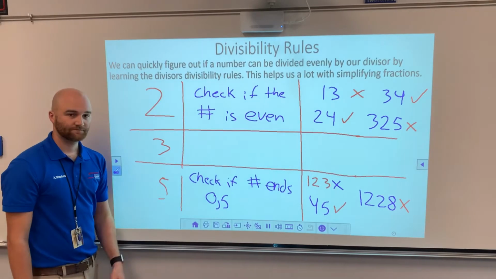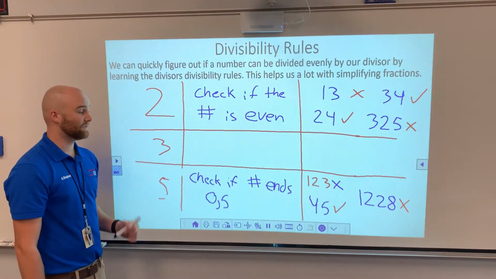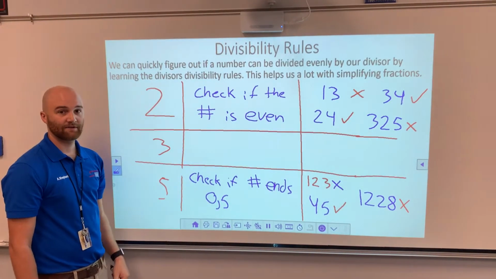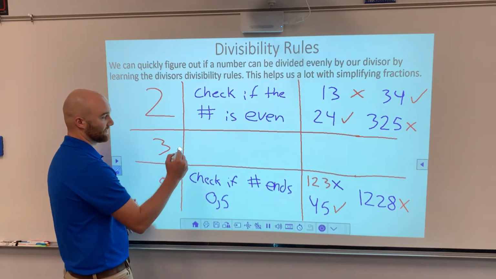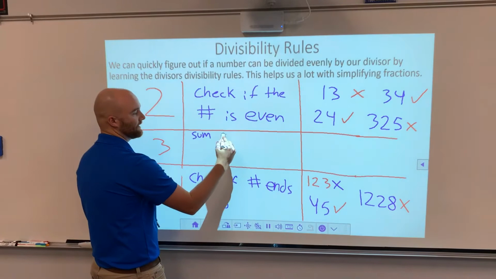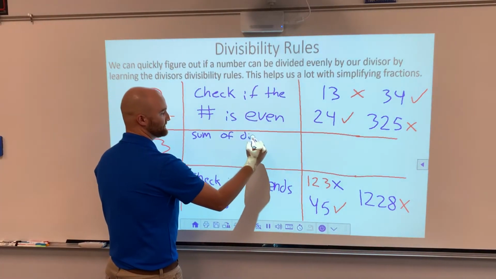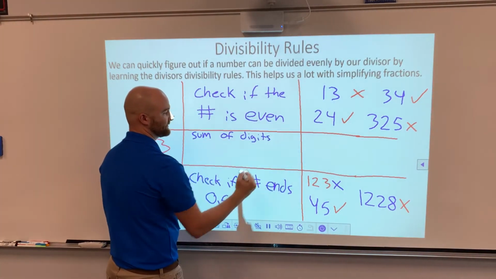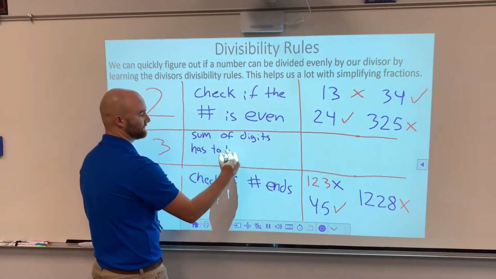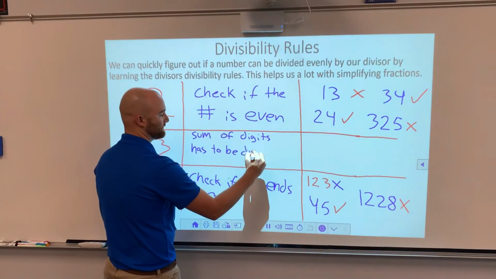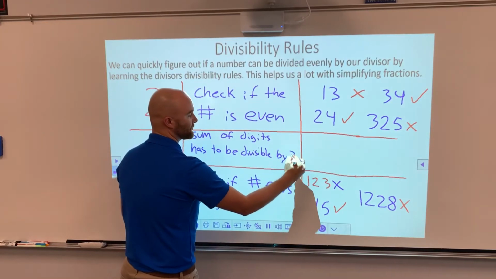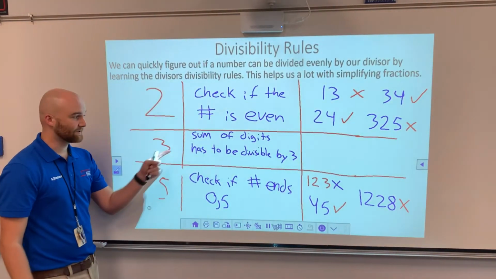Now let's talk about 3. 3 is the most complicated of the numbers. Because for 3, we don't just check the end number like we do for 2 and for 5. For 3, we have something complicated. What happens is we say the sum of the digits has to be divisible by 3. Whoa, that's complicated.